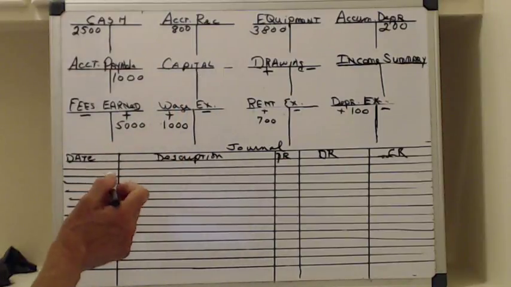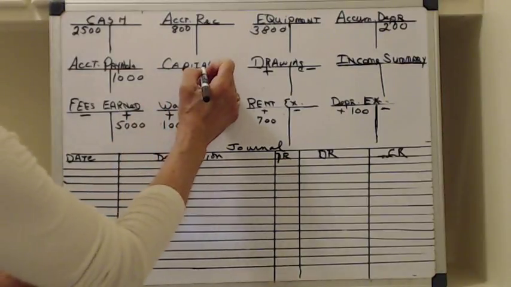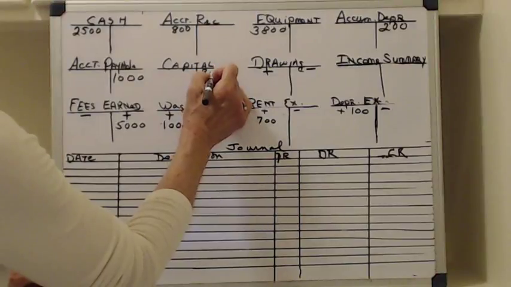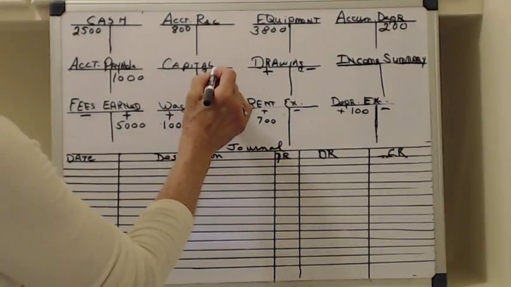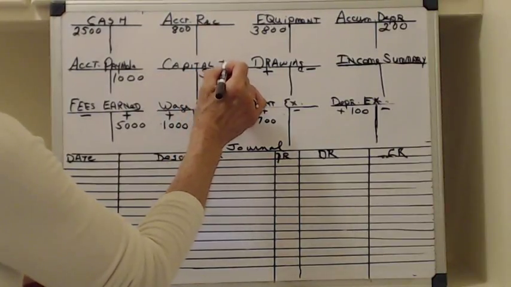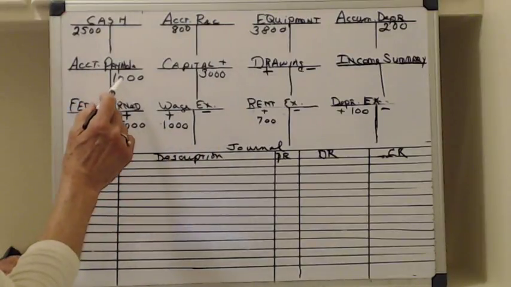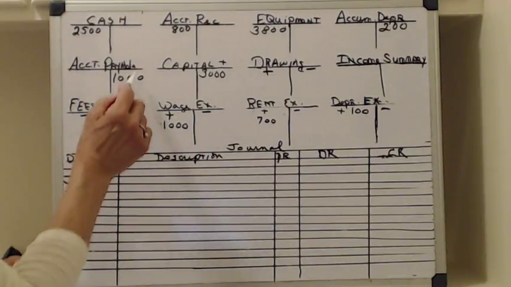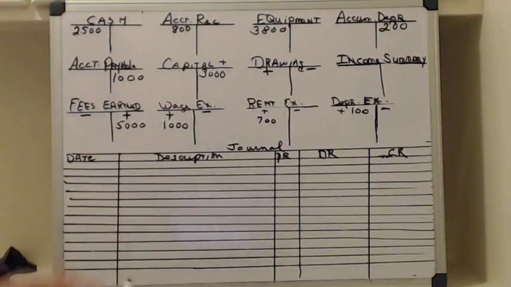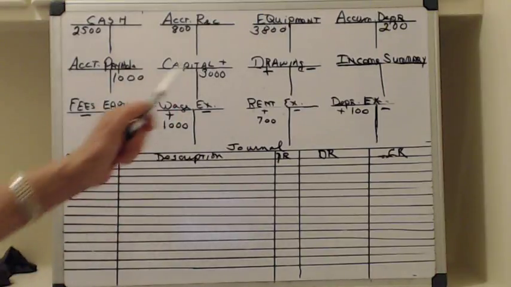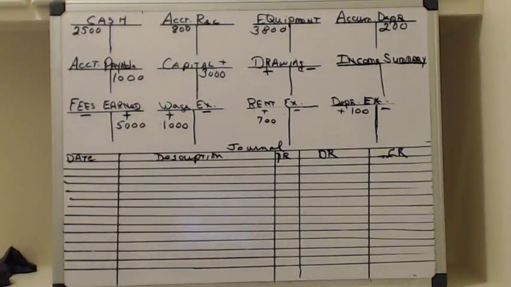Let me put in how much capital. This company has $3,000 in capital. Now this is in capital, this is the plus side. Wherever the money is sitting is the plus side. That means you have money in that account. So this $3,000 in capital is how much this business had on the 1st of August.